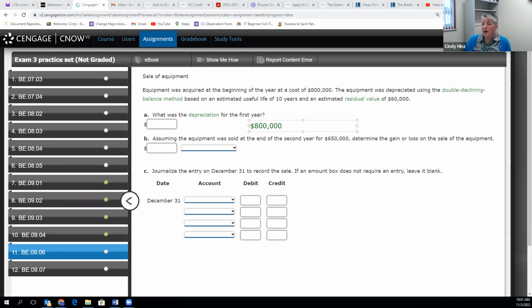So we know that double declining balance is based on the carrying value, which in the first year, before we report any depreciation, is $800,000. The depreciation rate for double declining balance is 2 divided by the estimated useful life. And so in that first year, we would report depreciation of $800,000 divided by 5, $160,000.